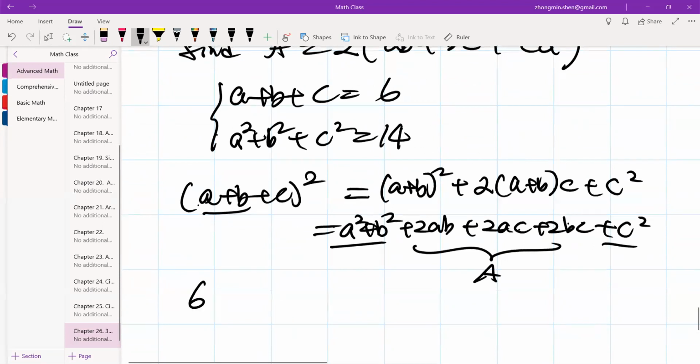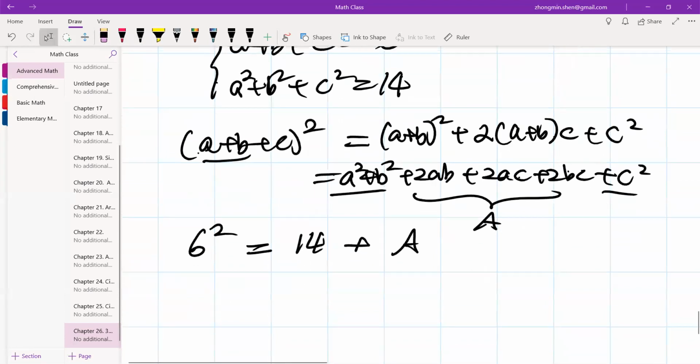Then, so 6 squared equals 14 plus 8. Then the area is going to be 36 minus 14, and that is going to be 22. And this is a quick way to do it. Yeah, 22.